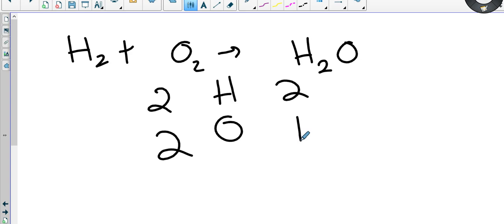It's tempting to say, oh, if I just add this, it'll be balanced, yay! But no, that's the difference between water and hydrogen peroxide.